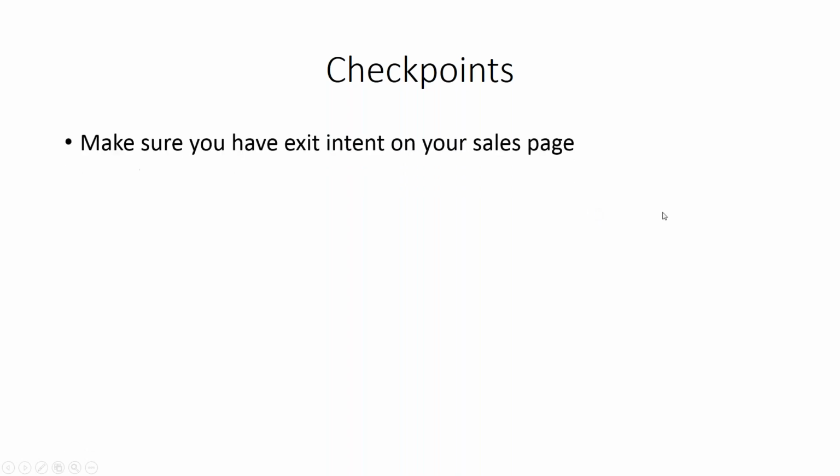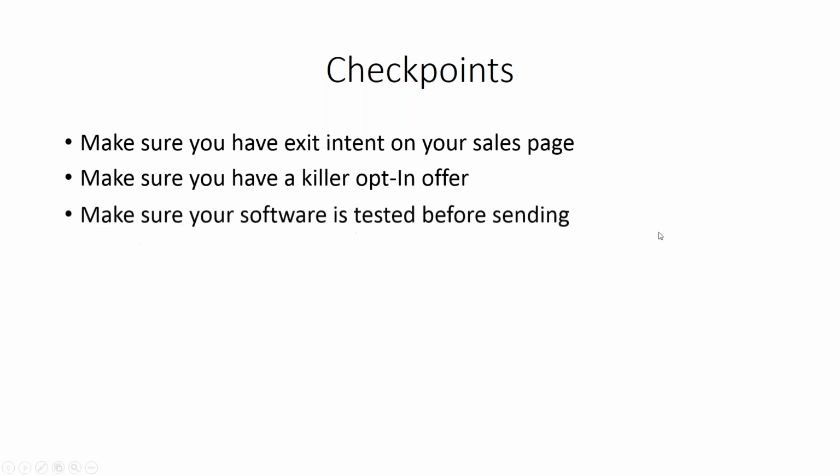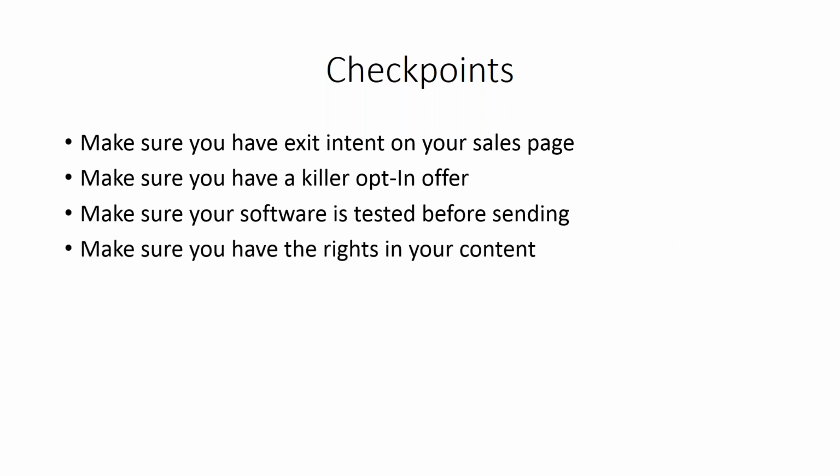Okay, a couple of checkpoints. Make sure you have an exit pop on your sales page, right? That's checkpoint one. Make sure you have your very best opt-in offer, because remember, if people don't want it when they see the sales page, they get to see your best offer. Make sure your software is tested before you give it away. Make sure you have the rights to use the content that way.